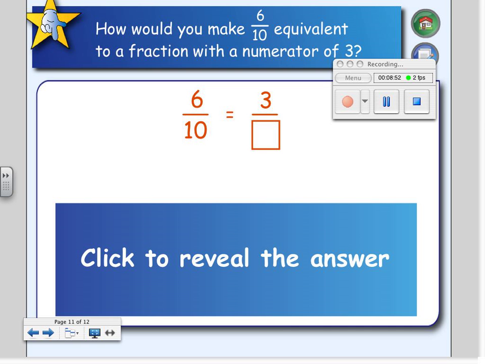2. If I divide by 2, whatever I do to the top, I have to do to the bottom. So, 10 divided by 2, Karina? 5. Excellent. Let's see if we're right.